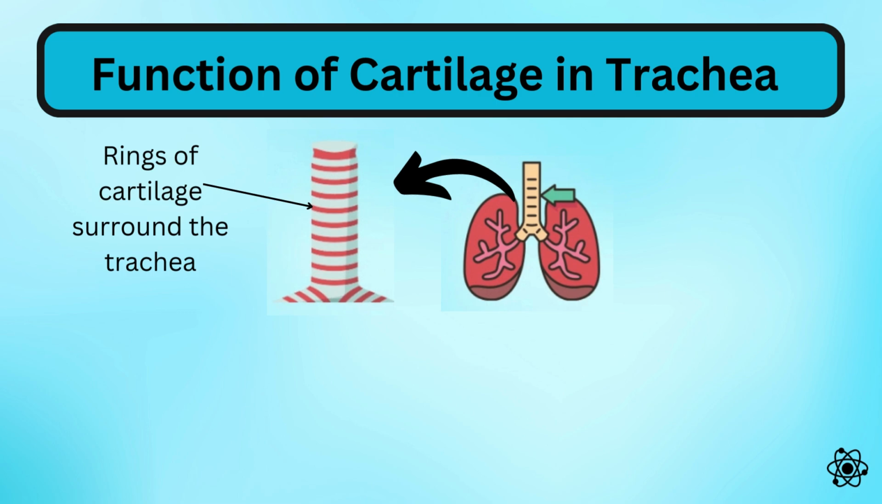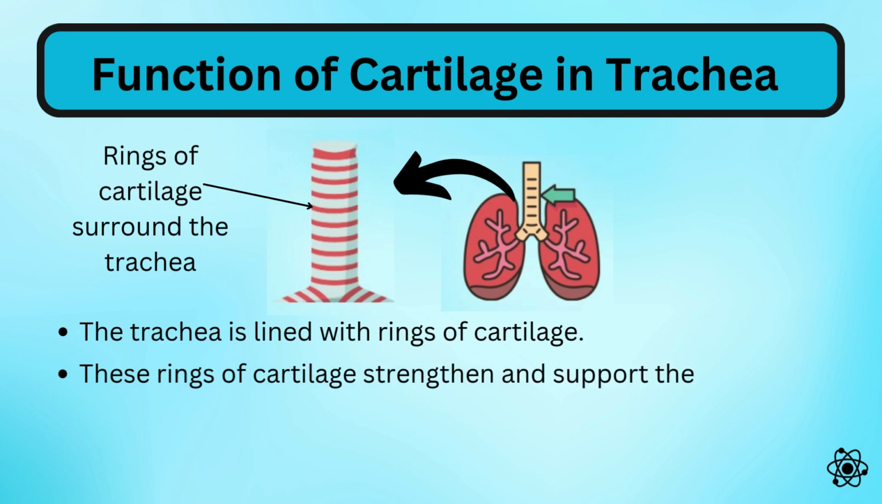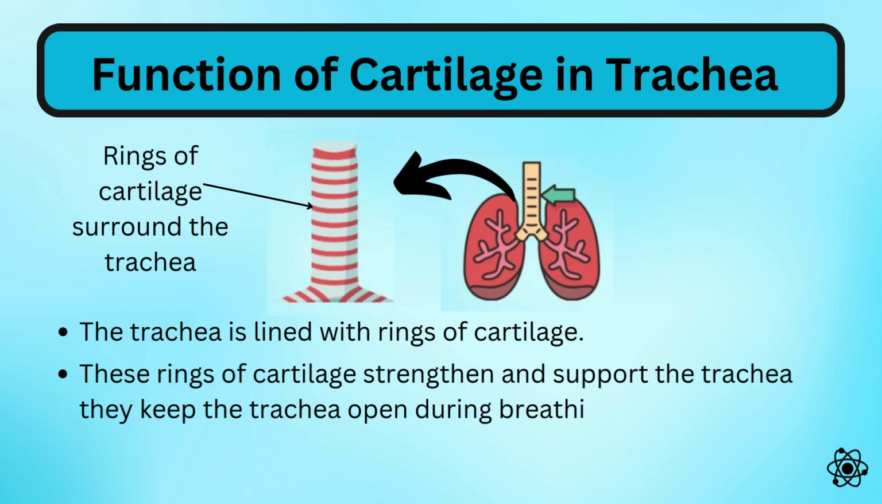What is the function of cartilage in the trachea? The trachea is lined with rings of cartilage. These rings of cartilage strengthen and support the trachea. They keep the trachea open during breathing and prevent it from collapsing.